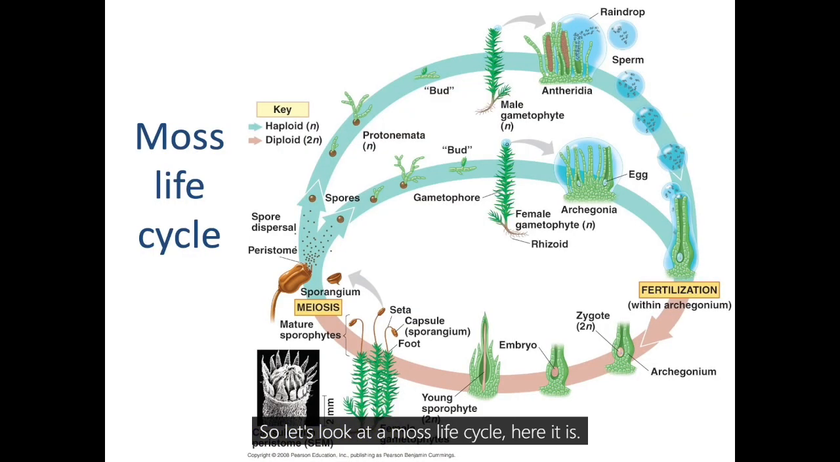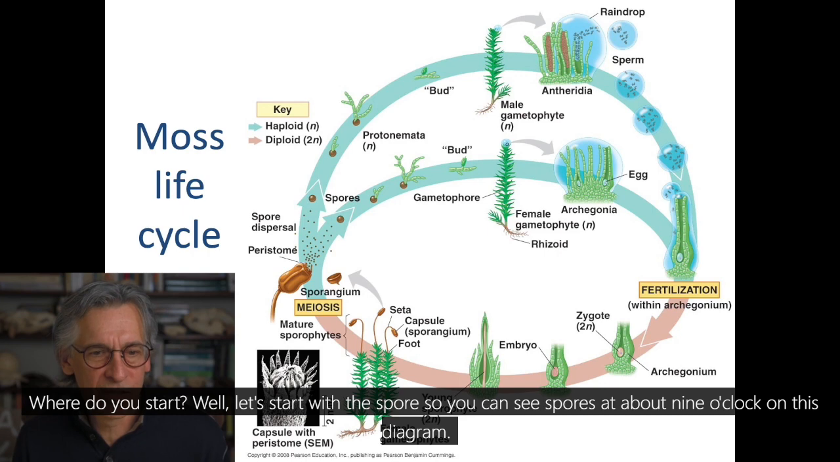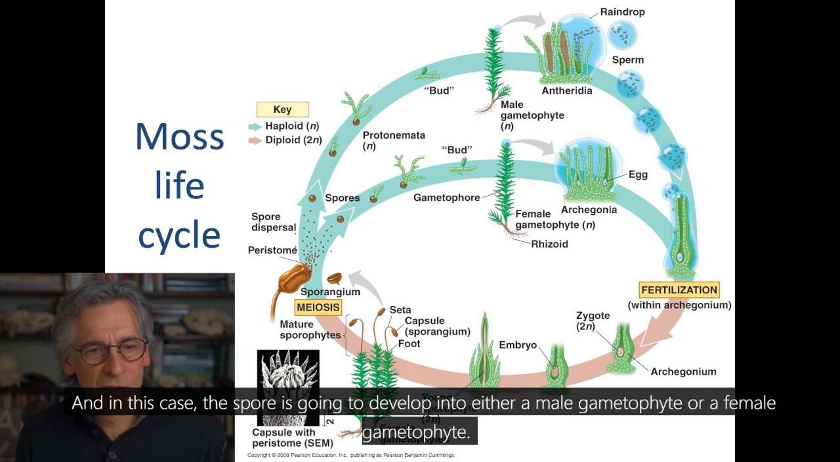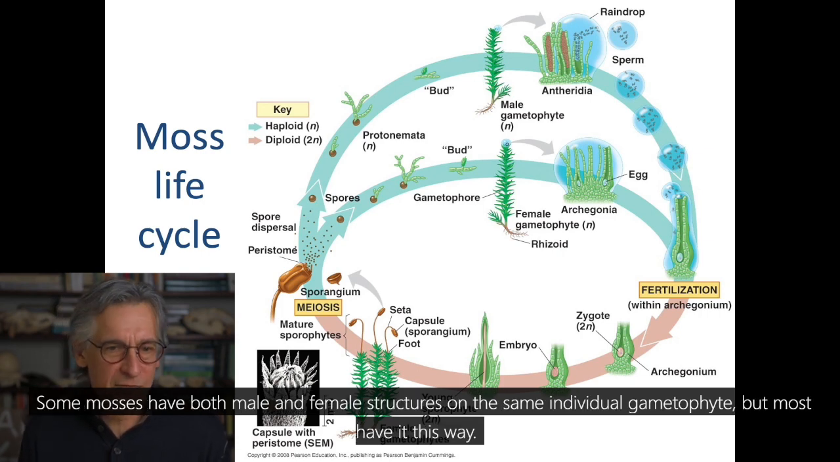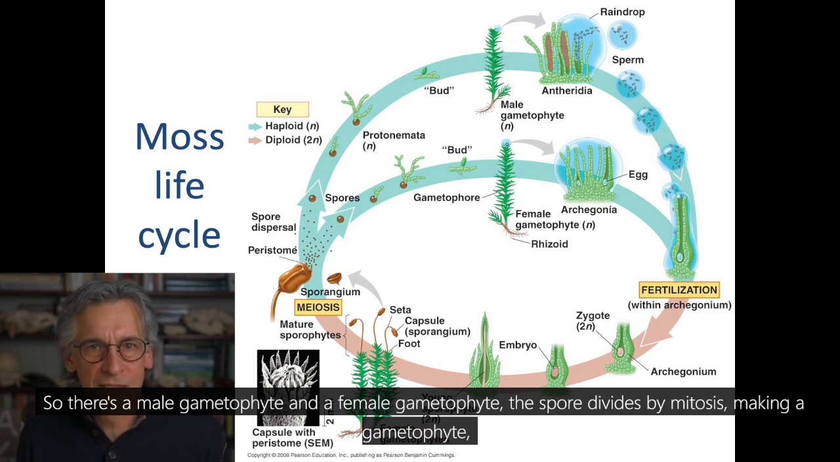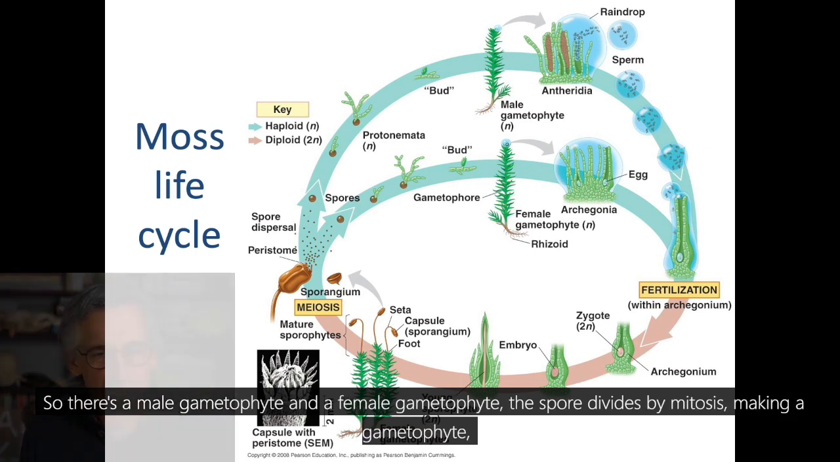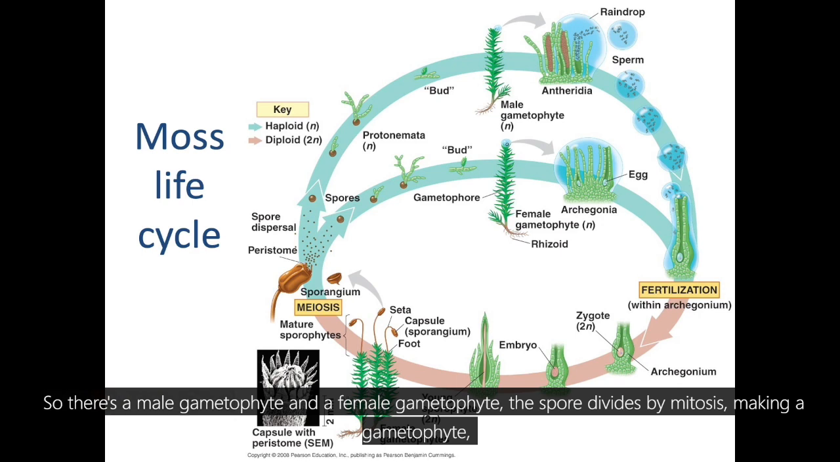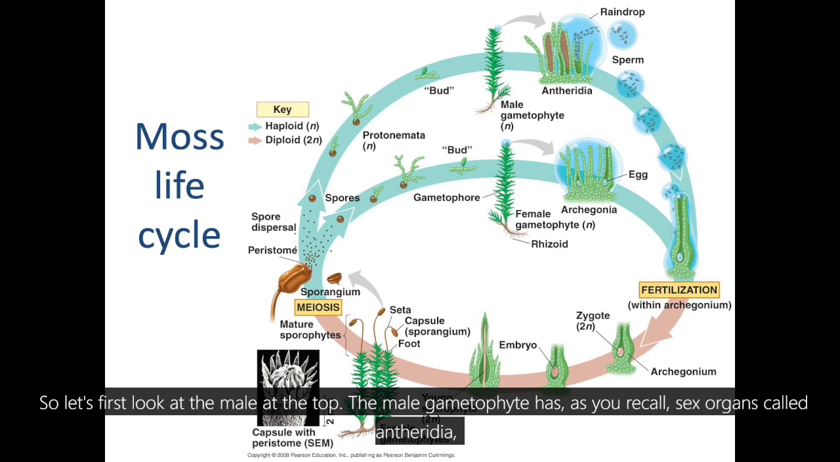So let's look at a moss life cycle. Here it is. Where do you start? Well, let's start with the spore. So you can see spores at about 9 o'clock on this diagram. And in this case, the spore is going to develop into either a male gametophyte or a female gametophyte. Some mosses have both male and female structures on the same individual gametophyte, but most have it this way. So there's a male gametophyte and a female gametophyte. The spore divides by mitosis, making a gametophyte.